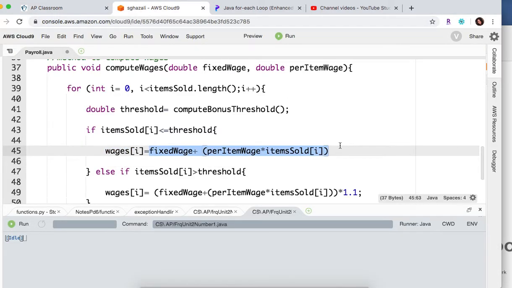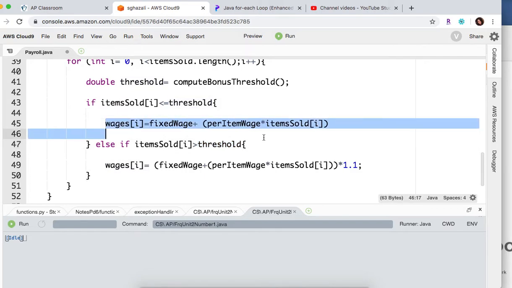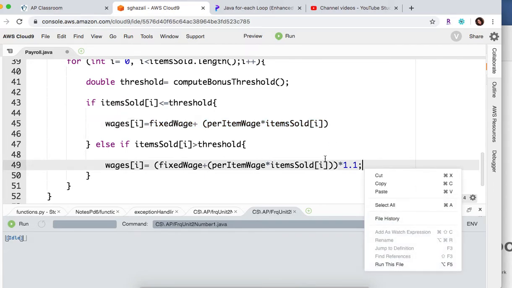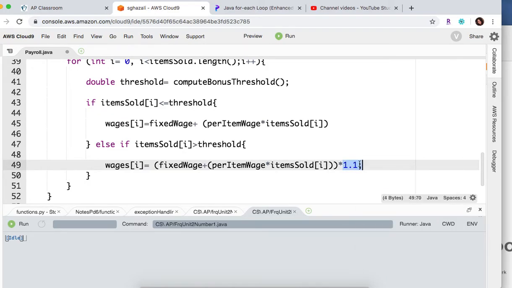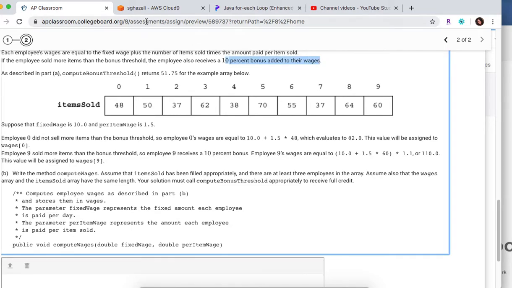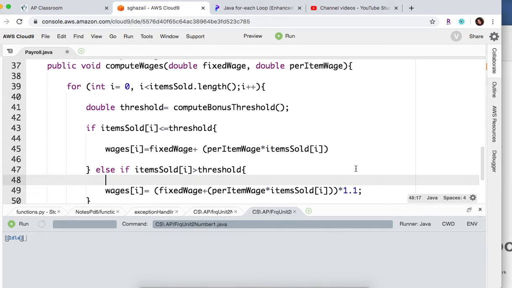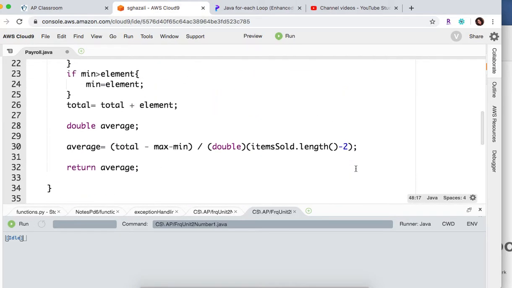So that's what I did here. Okay? And then the other option is if the item sold was greater than the threshold. Then it's this calculation right here: fixed wage plus per item wage times itemsSold[i]. But then you're giving them a 10% bonus, which is just always 10%. It's a constant, so it's 1.1. Okay, that's it. Those are the 2 methods you needed for this problem.